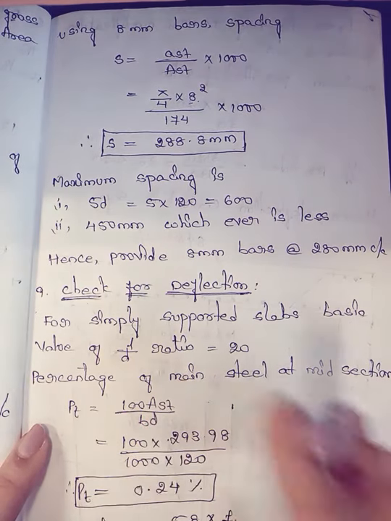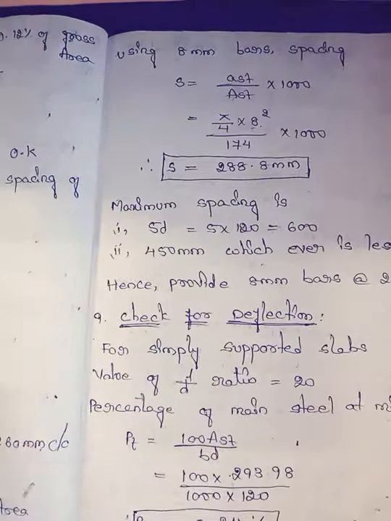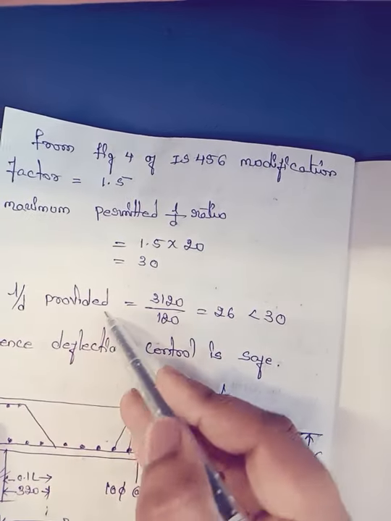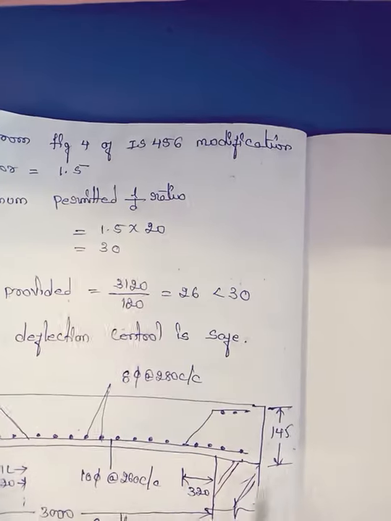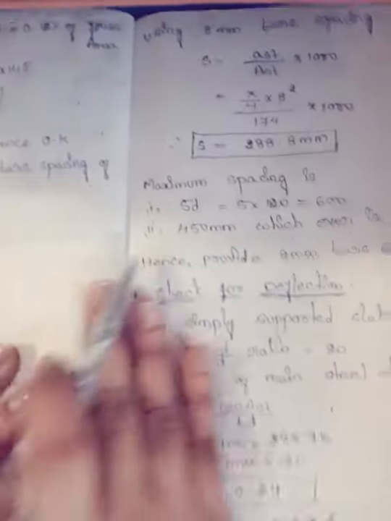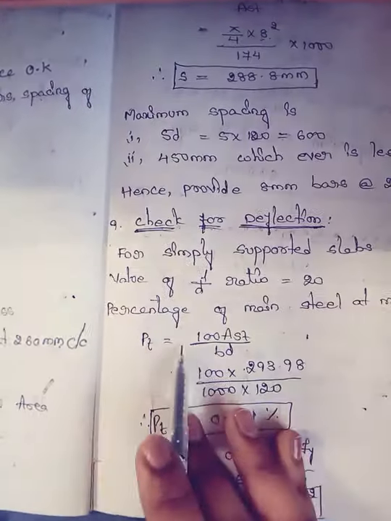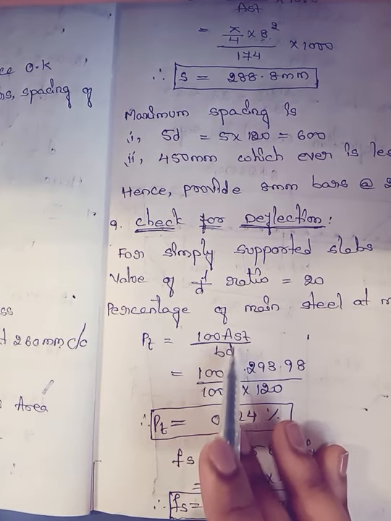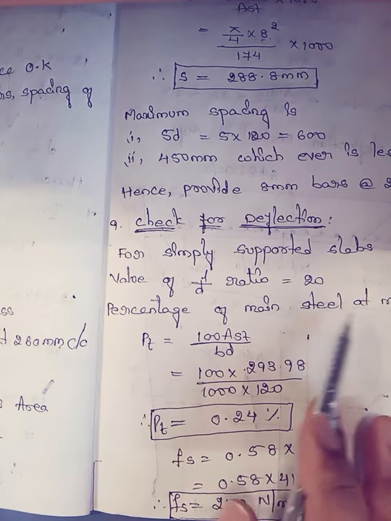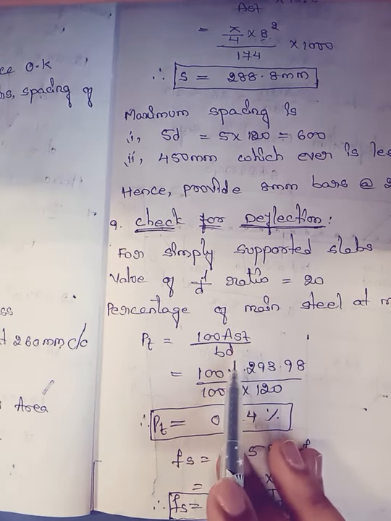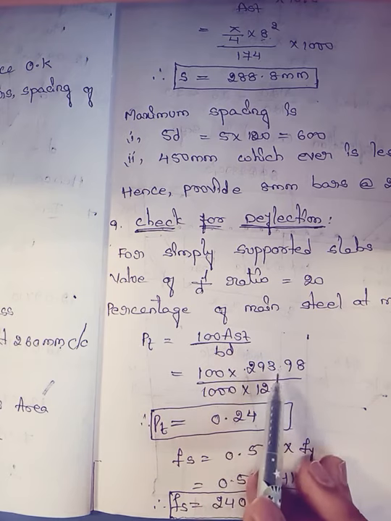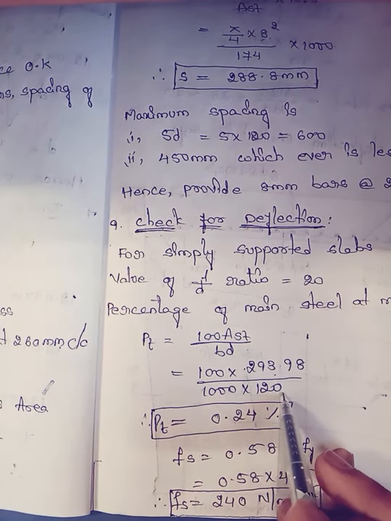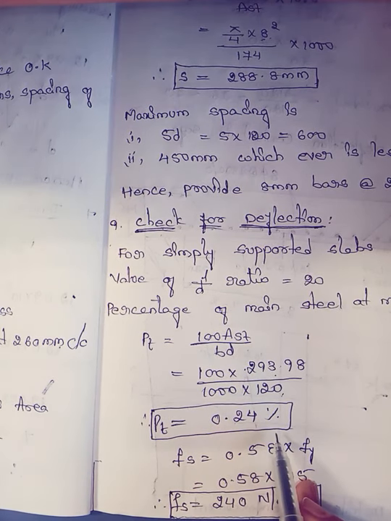To find this deflection check, first of all let me show. We need to find the L by D provided and the L by D basic. So we'll see that. PT is equal to 100 Ast by bd. So the percentage of main steel at midspan, PT, is equal to 100 Ast by bd. So 100 into Ast, which we calculated in the starting step, divided by b into d. You'll get 0.24 percent PT.